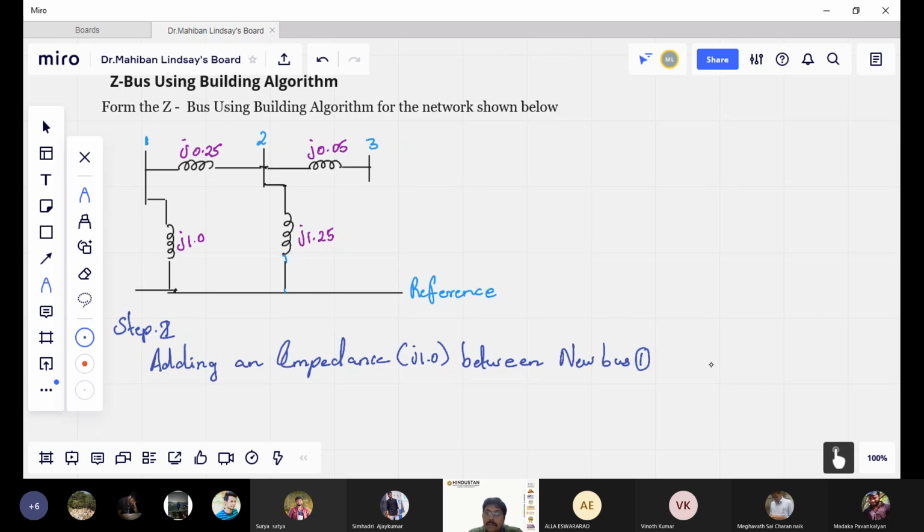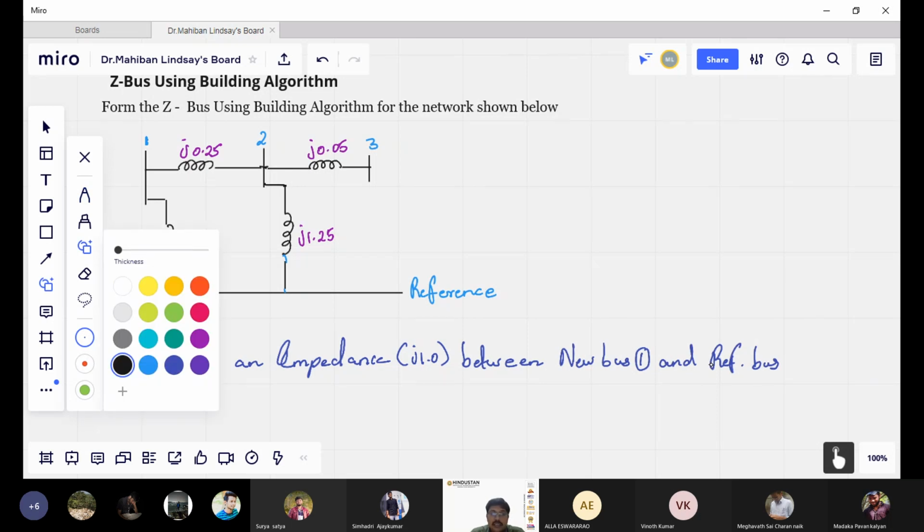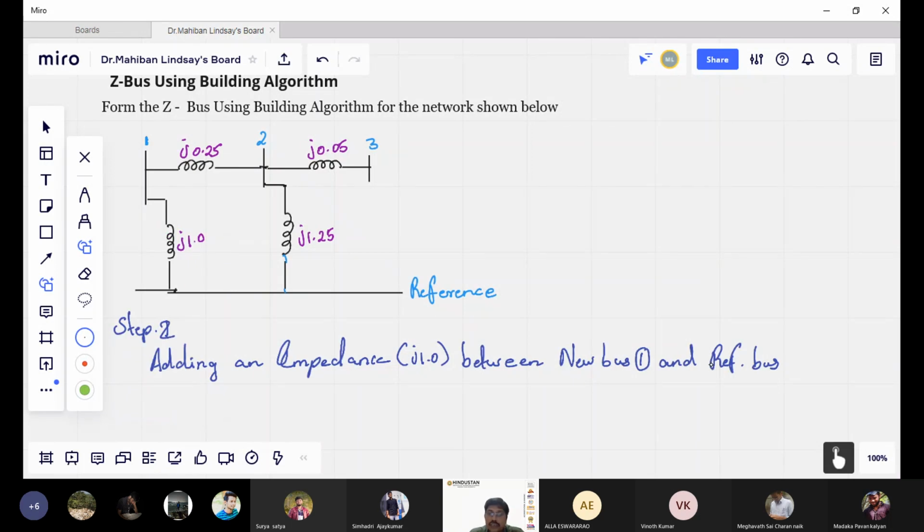New bus and reference bus. So I am going to underline these two things because that is very important. That is new bus or old bus, that is much important. See, this is new bus and the next one is a reference bus.